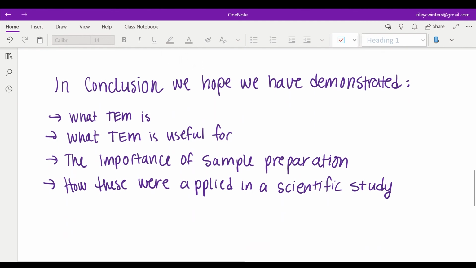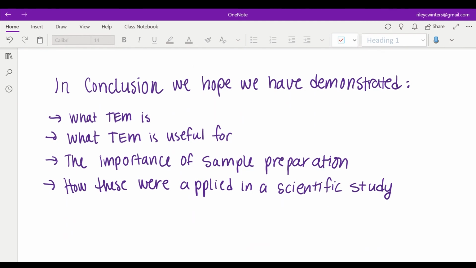In conclusion, we hope we have demonstrated what TEM is and how these techniques were applied in a science.